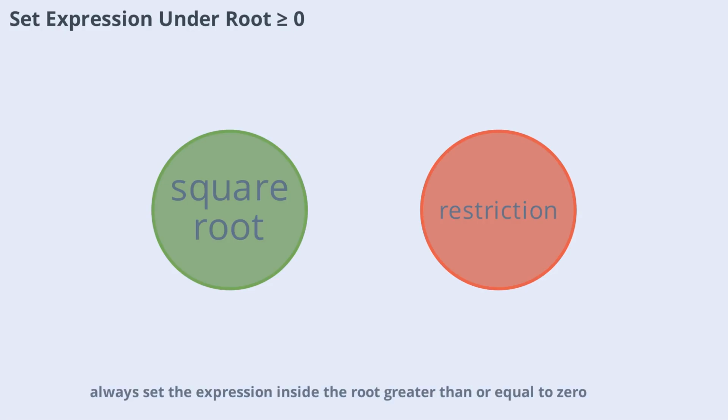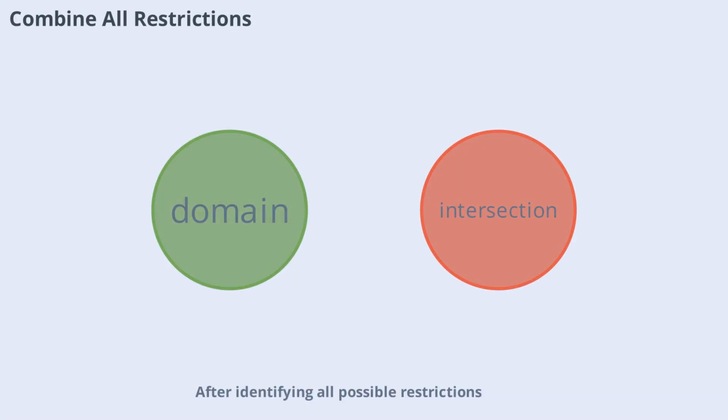This ensures that you only consider values of x that keep the function defined in the real number system. For example, if the root is square root x plus 3, set x plus 3 greater than or equal to 0 and solve for x. This step is essential for finding the correct domain. After identifying all possible restrictions, combine them to find the true domain of the function.